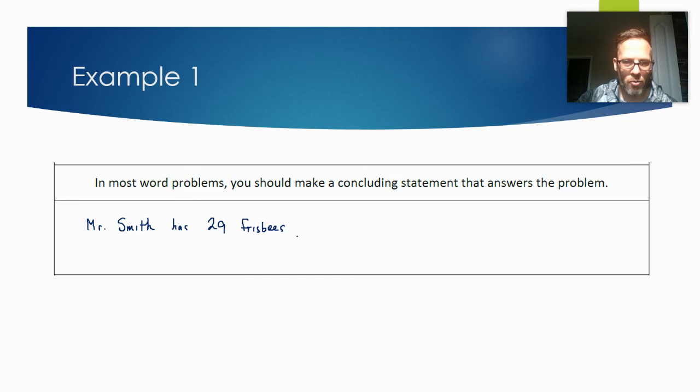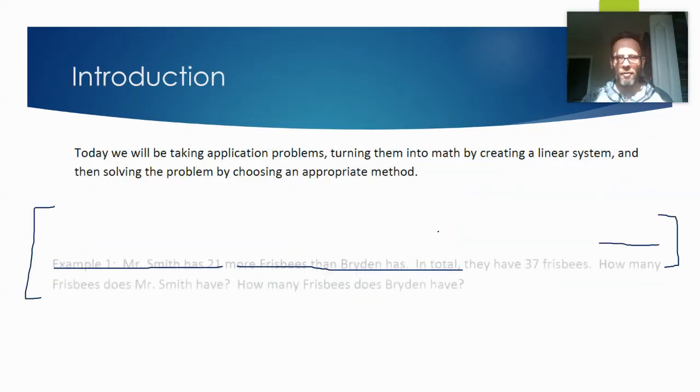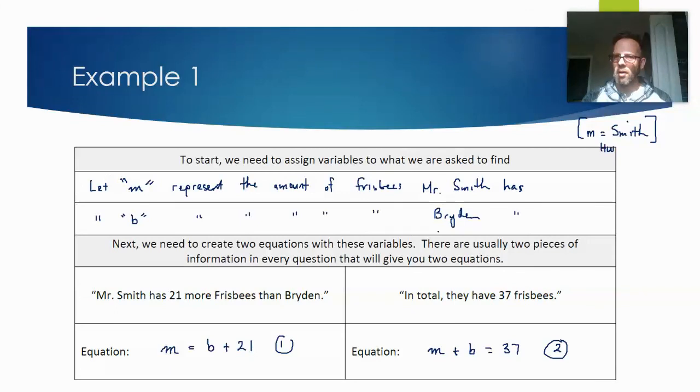But Mr. Smith has 29 Frisbees, and Bryden has 8. All right, and we've solved our first problem-solving question together. So just to summarize the steps, it's always the same thing: assign variables, make two equations, solve the linear system, write a concluding statement.